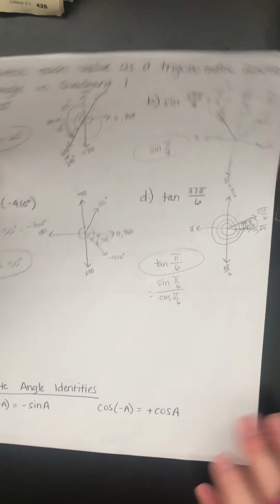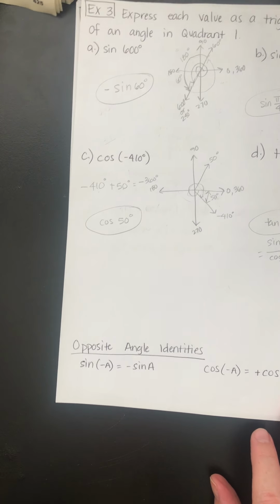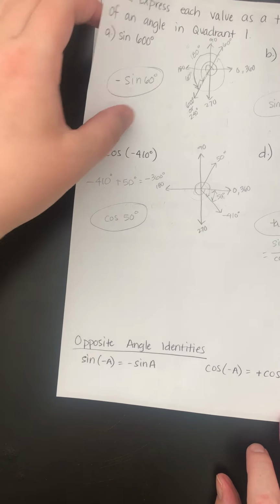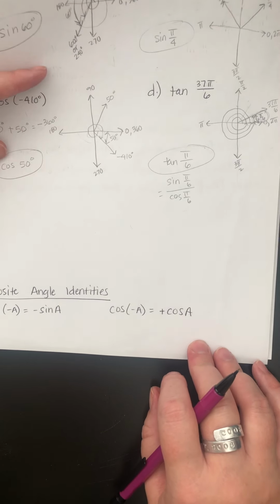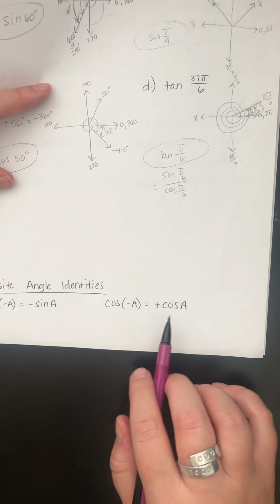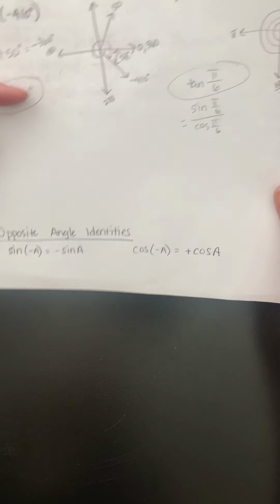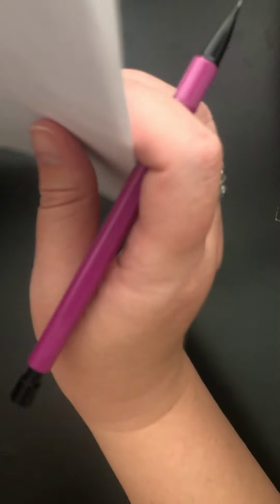Okay, so now let's look at opposite angle identities. The sine of negative a, or a negative angle, equals negative sine of a. Cosine of negative a, or negative angle, is positive cosine of a. So keep that in mind when you are solving questions.